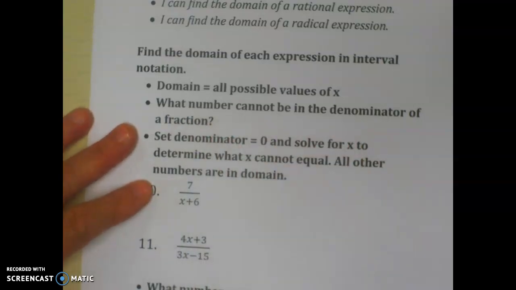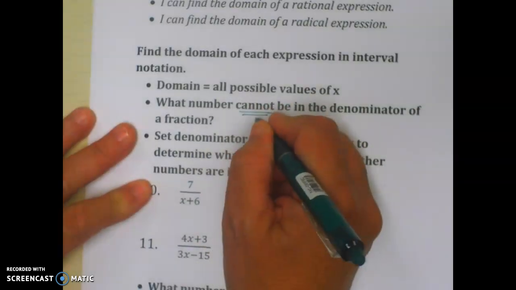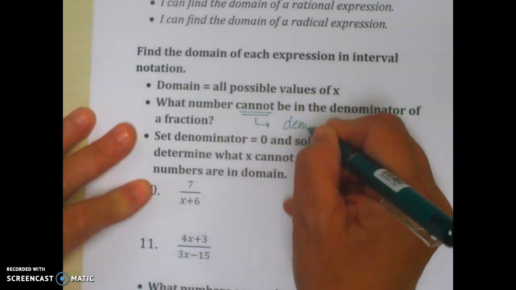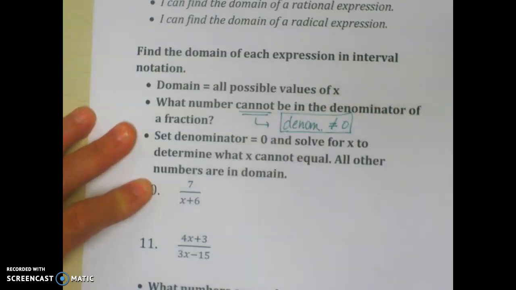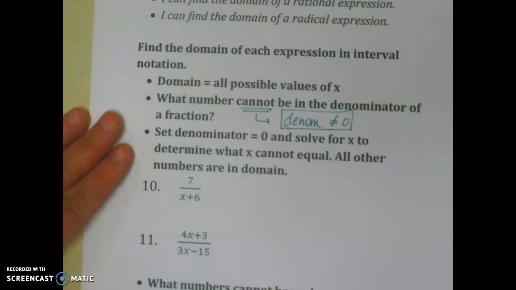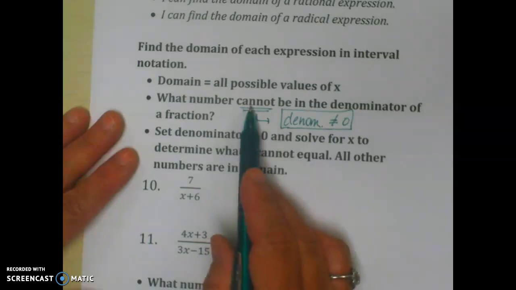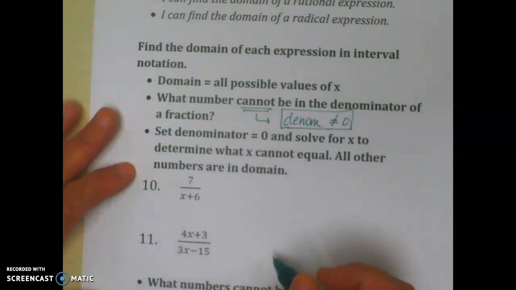Well, we know that the denominator cannot equal 0, ever. Okay, you can never have 0 in the denominator, ever, ever, ever. I don't care if you take calculus, you cannot have 0 in the denominator. Okay, so then what we do is we find out what number it can't be to find our domain.